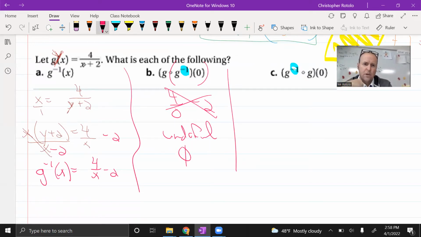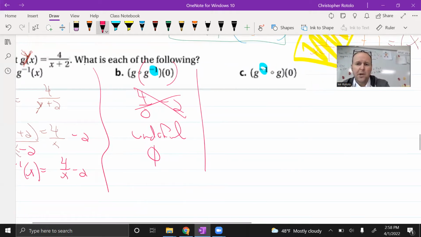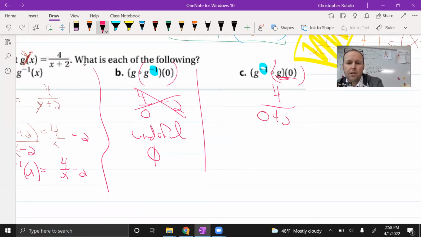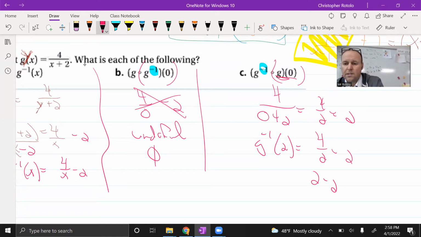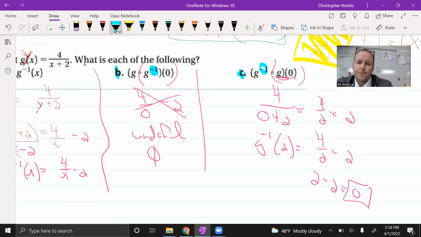But what if we did this the other way around? So now it's g of 0. Well, that was this one. So 4, in place of x, I put in 0 plus 2. Well, that's 4 over 2, that's just 2. Can I put 2 into the inverse? Sure, 4 over 2 minus 2. 4 over 2 is 2, 2 minus 2 is 0. Okay, so I get an answer of 0 this time. Remember, we weren't proving that they were inverses. We were just trying to solve these 2 extra problems.